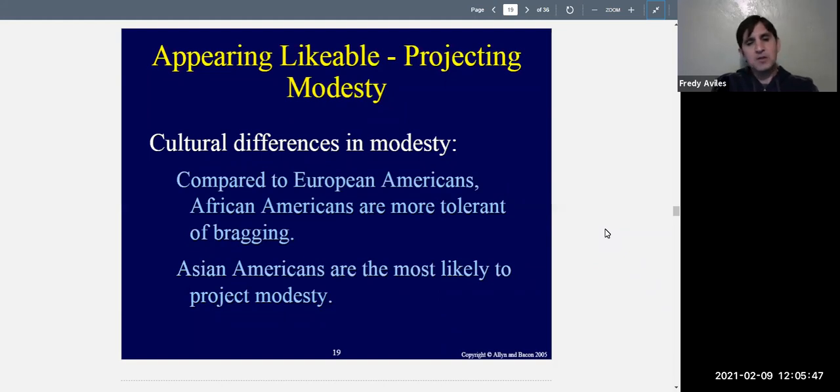And yeah, for the most part, Asian Americans come across as being usually very nice because most of them are modest. I know there's some that brag, but I don't know too many of them that do. Not sure I can think of one actually, but they're usually more modest. It's part of their culture. African Americans, according to research, are more likely to brag and it's more acceptable. European Americans, Latinos, not supposed to brag that much. People won't like you, okay?